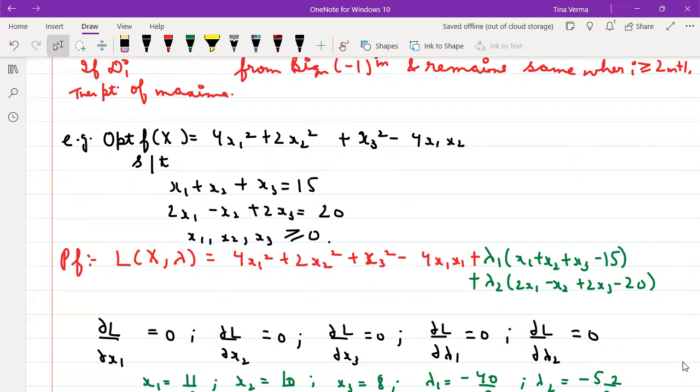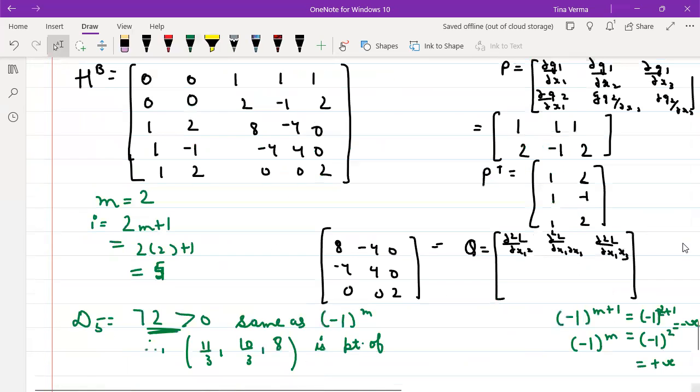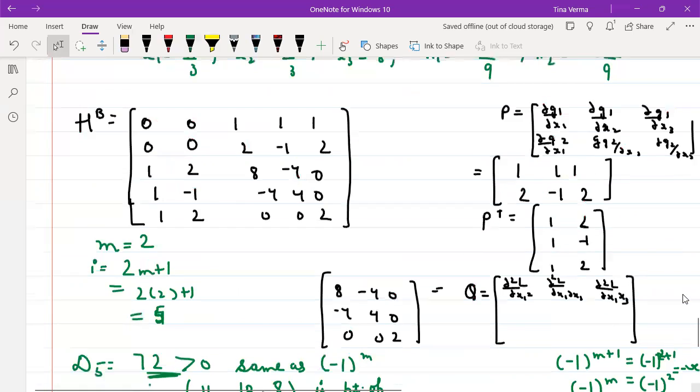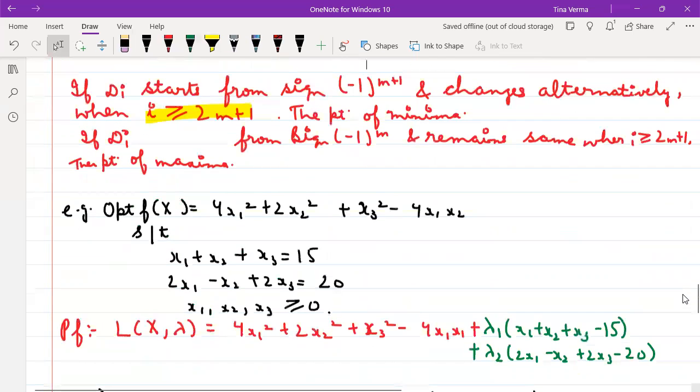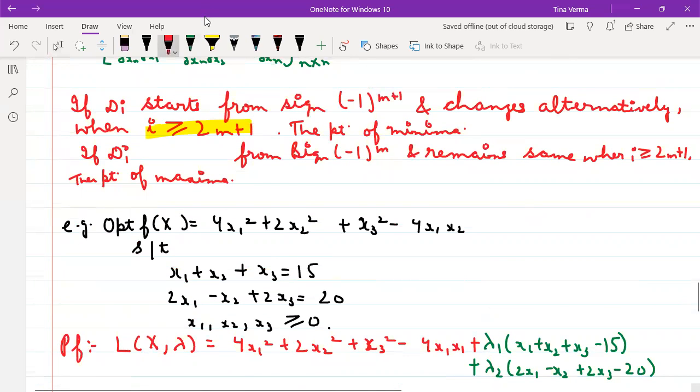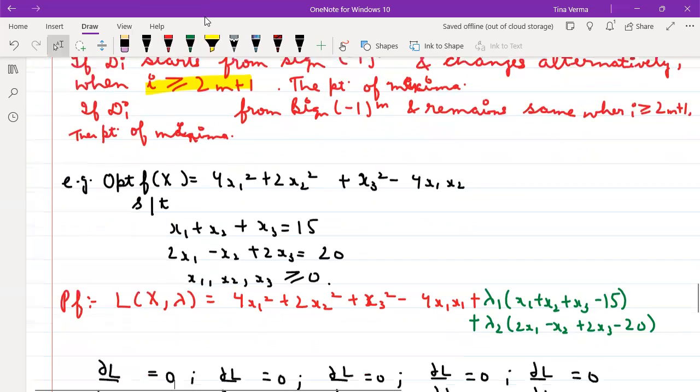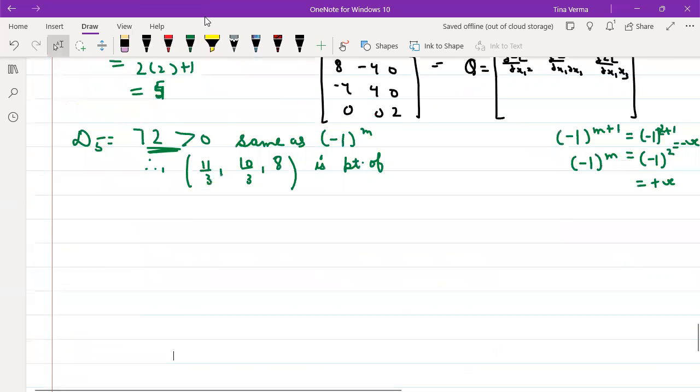Sorry, मैंने उल्टा लिख दिया वो. Here you have maximum and here you have minimum. Change कर लो, ठीक है. Exam में ना गलती कर देना, ठीक है. So that means this we have a point of minimum.